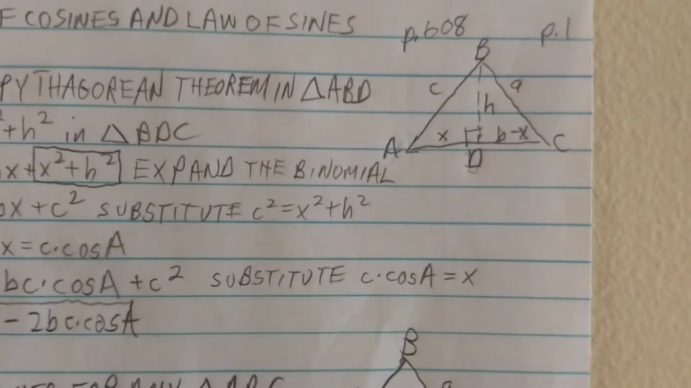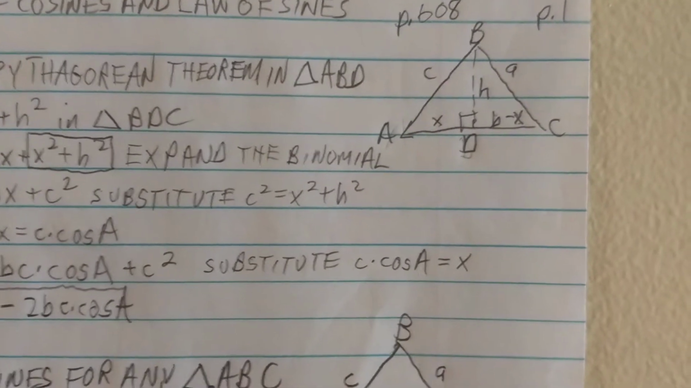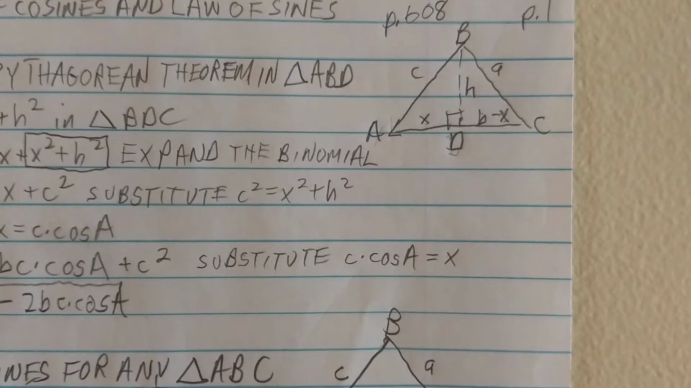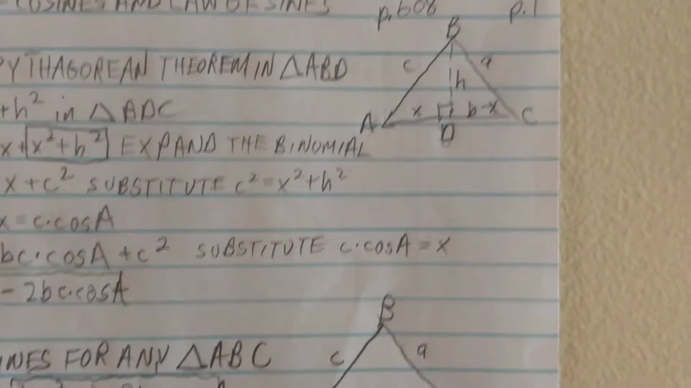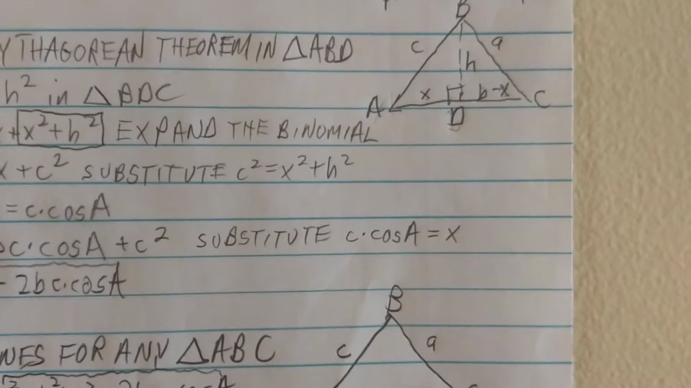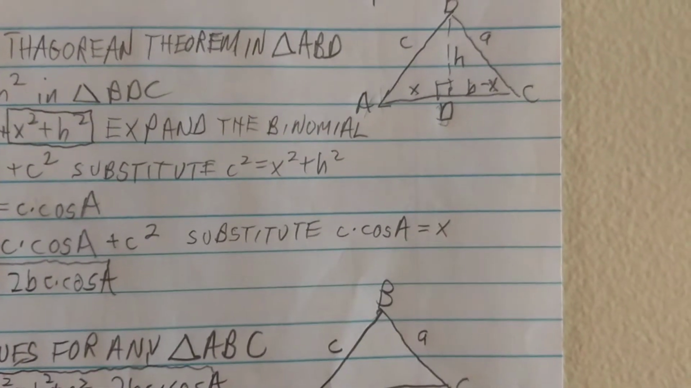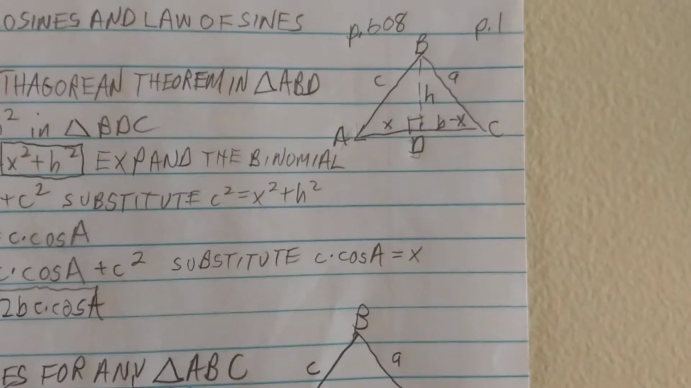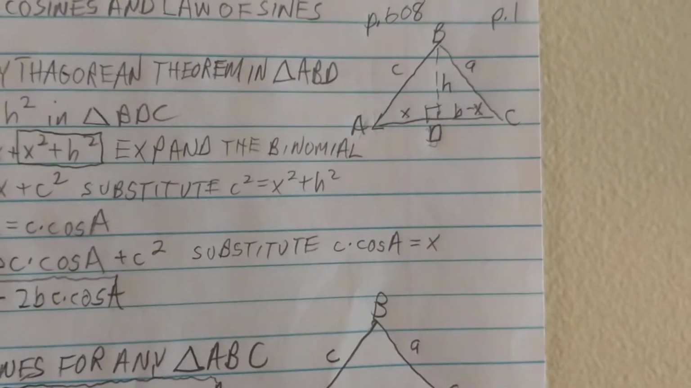Now look at our triangle over here. We have a triangle ABC with an altitude coming straight down from B, making a right angle with the base at D. And we have sides x and b minus x to the right and left of D. And we have the h and the two sides being C and A opposite their angles.